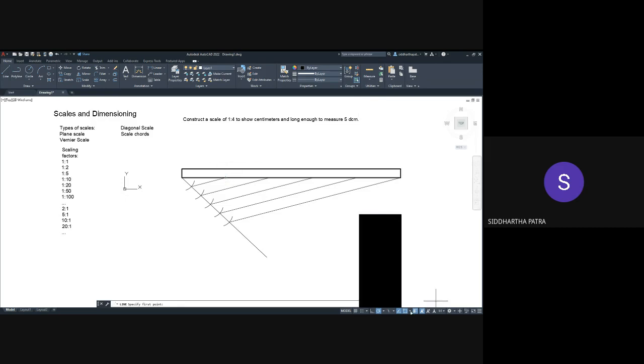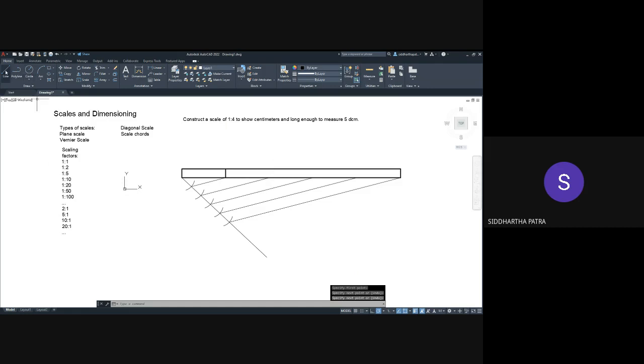Acha, by the way, I can also have the perpendicular snap on. So this is what I'm doing. I'm just dropping perpendiculars, and that way I would have divided the entire line into five divisions. Okay, each of 1 decimeter supposedly. Each division is supposed to represent 1 decimeter.